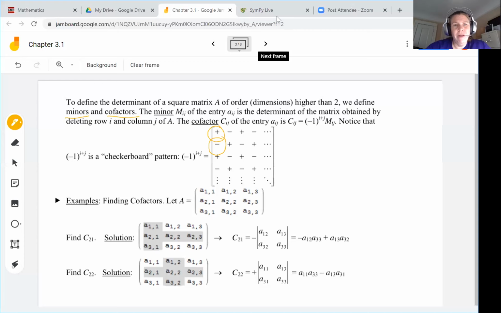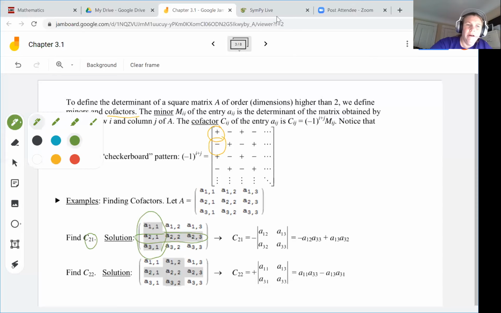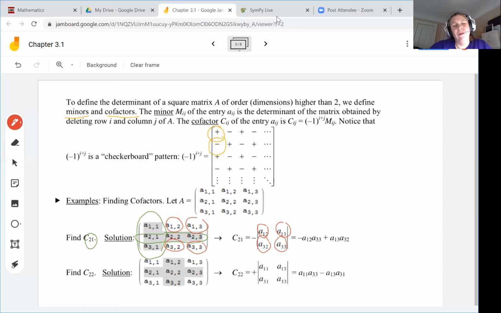All right, so we want to find cofactor 2, 1. So that means we are going to eliminate or delete row 2, column 1, because of the 2, 1 here. So you can see here, shaded, row 2 is deleted, column 1 is deleted. And so our remaining entries are A12, A13, so you can see them showing up here in our determinant, A32 and A33. So those remaining entries are what go into the determinant.